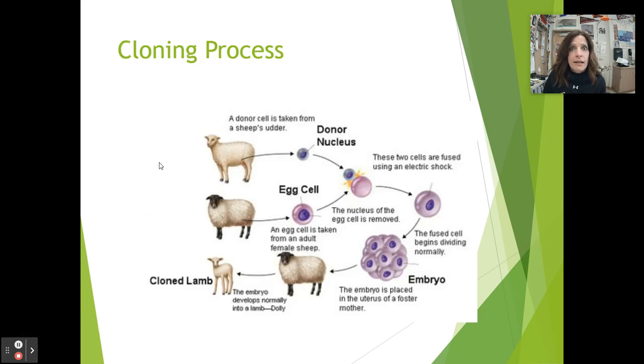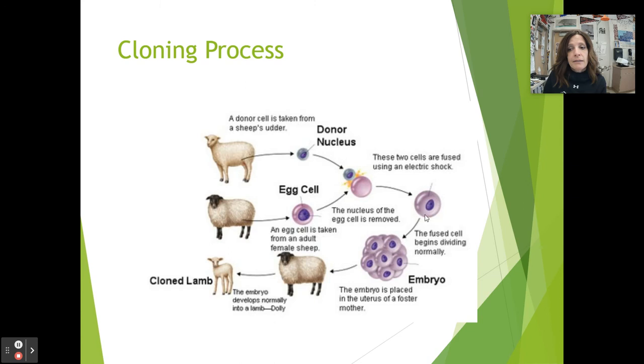Another interesting thing is how organisms are cloned. So Dolly was the first animal that was cloned. And for that, you might want to stop and just draw the picture so you have an idea. So what you do is you take a donor cell from a sheep, right? Could be any cell because all of our cells are identical. And then you take an egg cell, and you take out the nucleus, and then you put them together, and they're fused together using a shock to get them to combine.